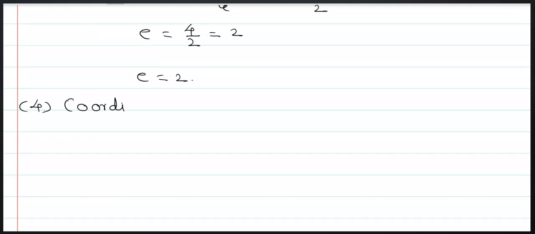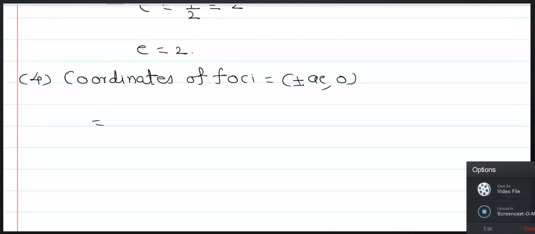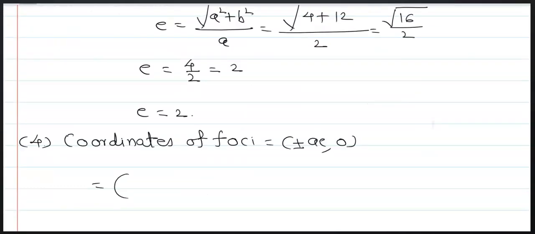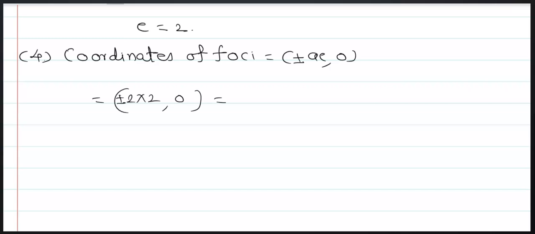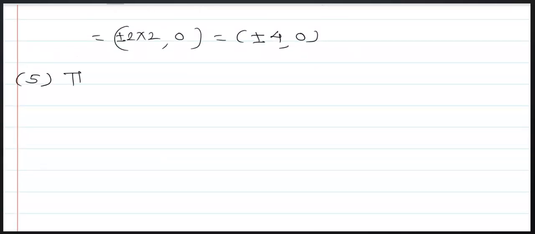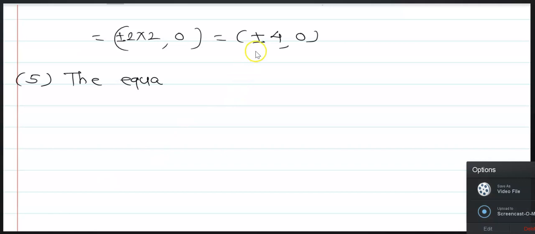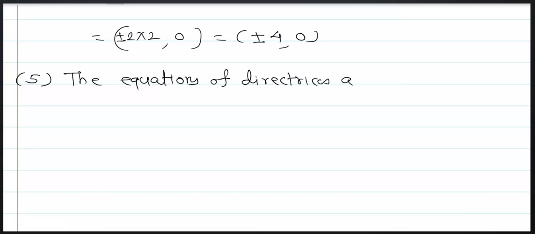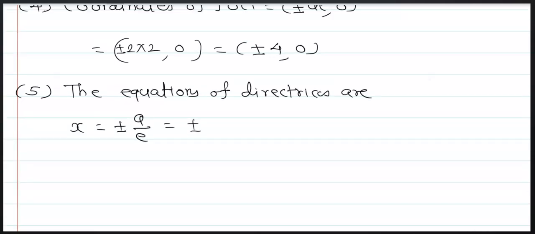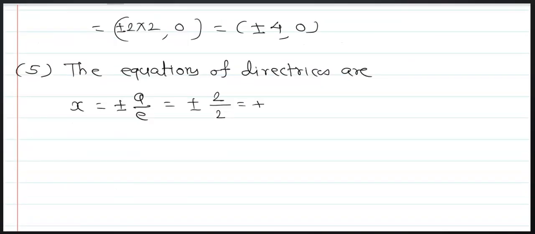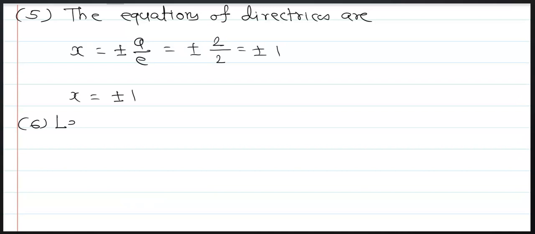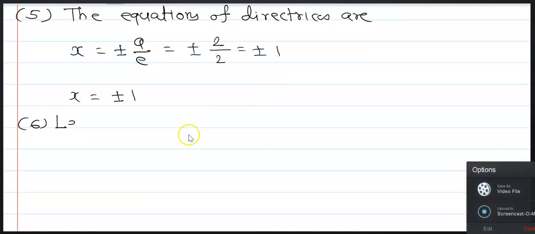Fourth one, coordinates of foci, that is plus or minus ae, 0. That is 2 plus or minus 2 into 2, 0. That is plus or minus 4 comma 0. Next is equations of directrix are x is equal to plus or minus a upon e, that is equal to plus or minus 2 upon 2, x is equal to plus or minus 1.